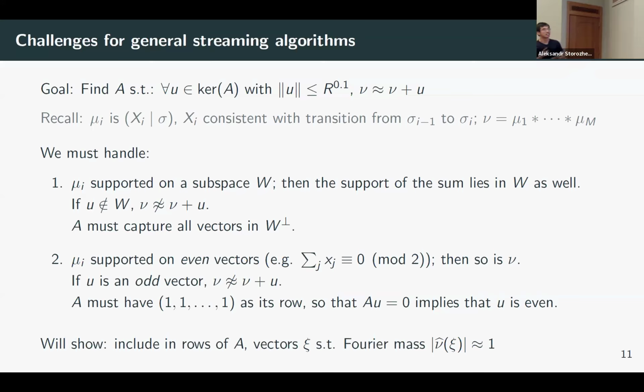It turns out that generally these two types of situations can be handled by Fourier analysis. It's a good tool for this, and we will show that the right thing to do is to look at the Fourier transform of the distribution mu, look at the vectors psi that have a large Fourier coefficient, and then include those vectors.